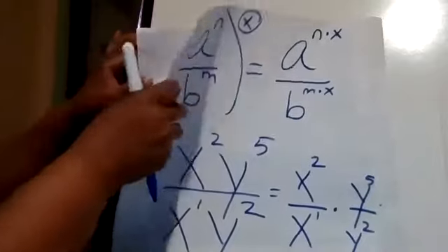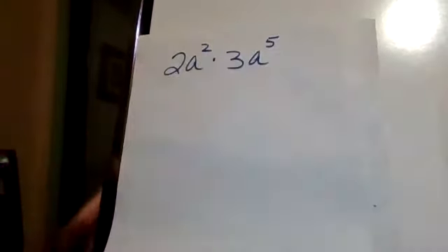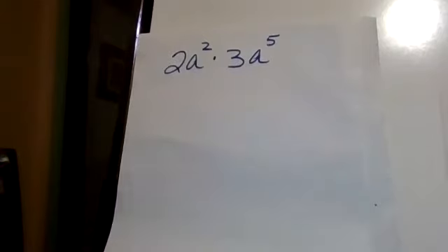So in module 5, you're going to be using those rules. So you need to make sure you know how they work. So let's say, for instance, if I have 2a squared times 3a to the 5th, and I want to write this using one exponent.